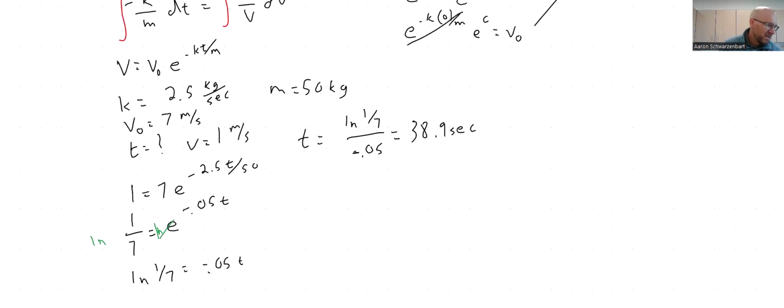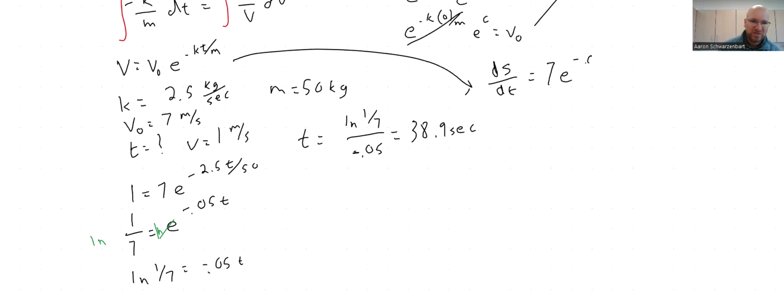That was part A. Now the question becomes, how far will they go? Well, here's the next trick. V is ds dt. So I'm going to take my equation and make v ds dt. I can leave v0 as 7, because I know a few things from this equation, so I'm going to put in my constants. The 2.5 over 50 is this 0.05. I must separate variables.